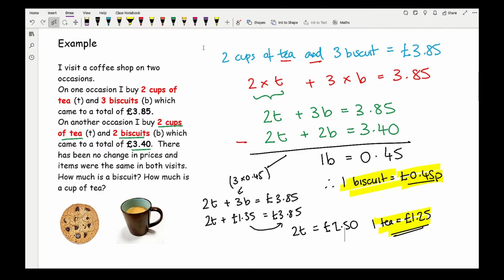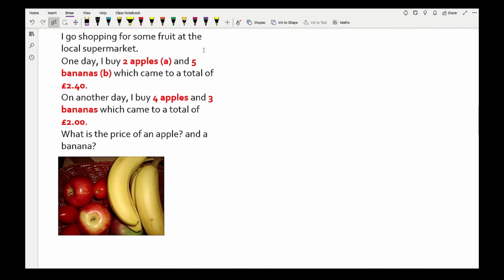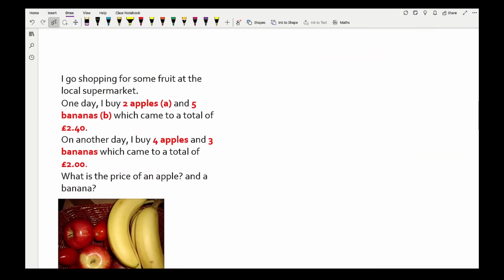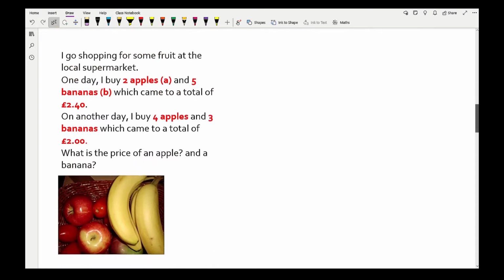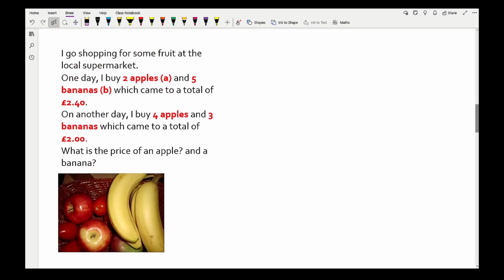So let's have a look at another situation then. So from this, what we can see is that I go shopping for some fruit at my local supermarket. So one day I buy 2 apples and 5 bananas, which comes up to a total of £2.40. On another day I buy 4 apples and 3 bananas, which comes up to a total of £2. What is the price of an apple and a banana?